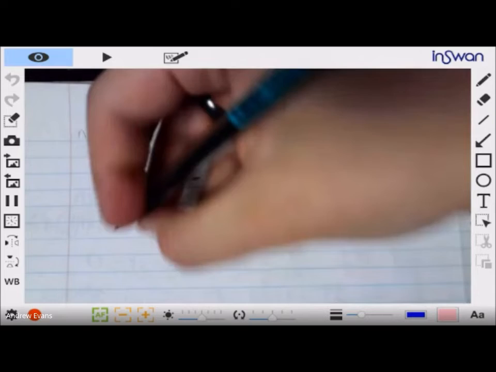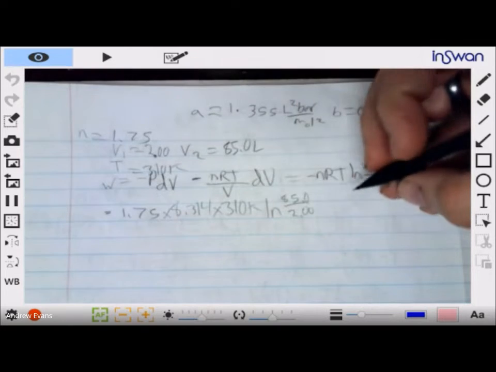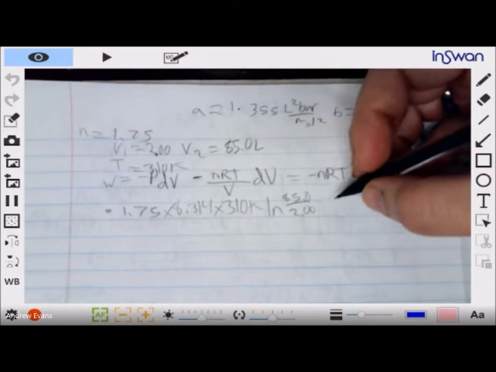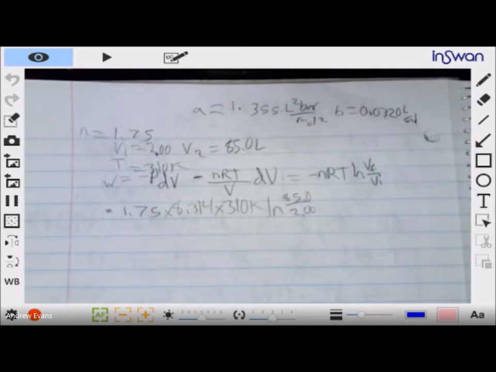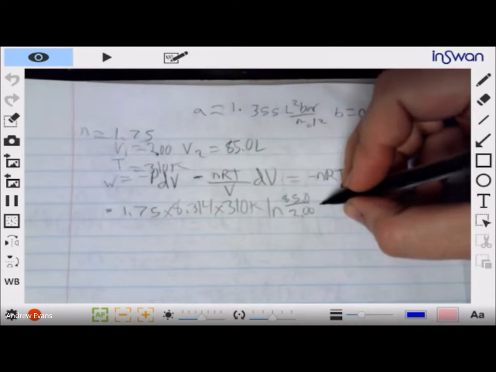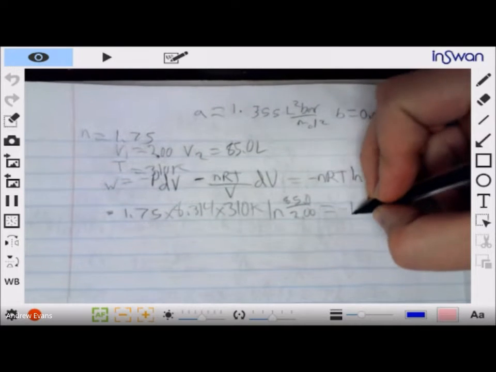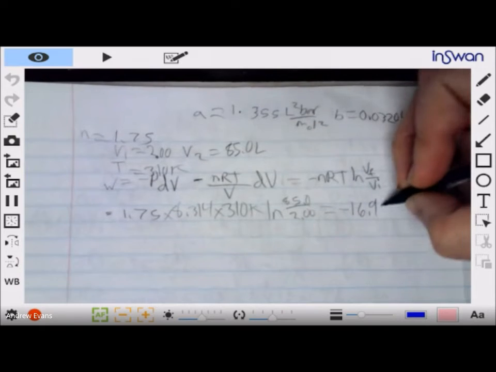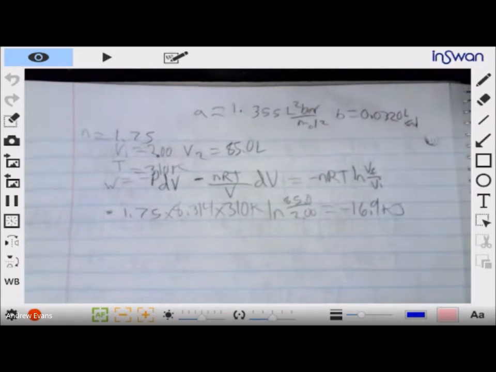Oh, got a negative sign. We turn this into kilojoules. The total amount of work ends up being negative 16.9 kilojoules. Okay. 16.9 in the case of an ideal gas.